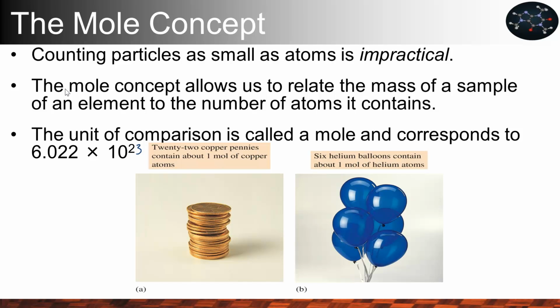So instead, we define a quantity called the mole. And a mole is approximately 6.022 times 10 to the 23rd power as a multiplier. Well, what do I mean by that? Well, if I have 12 things, what do we call it? We call it a dozen. Okay? If we have a mole of things, we have 6.022 times 10 to the 23rd of them.